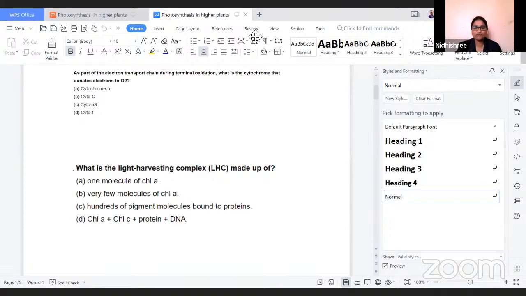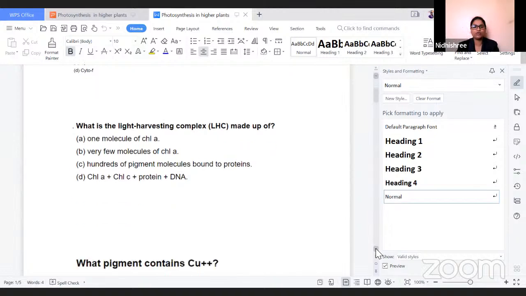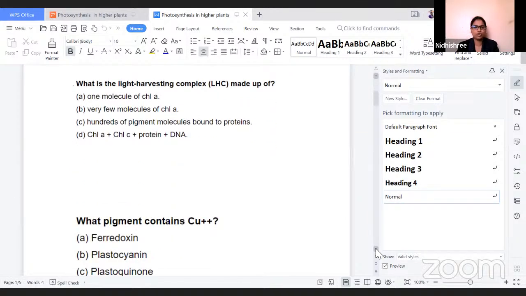The first message I got from Amruta at option C, Kanchana at option C, Deepthi Shilpana at option C, Himashri voted for option C. So Amruta answered it first, and correct answer. The right answer is option C, that is hundreds of pigment molecules will be bound to proteins.